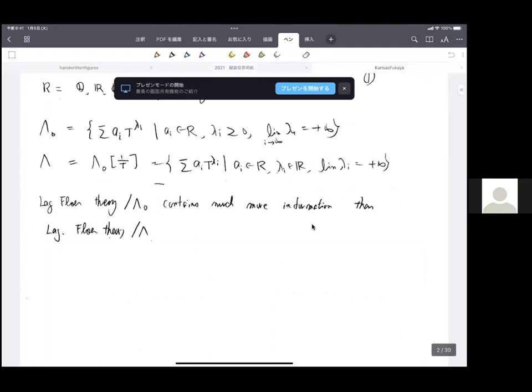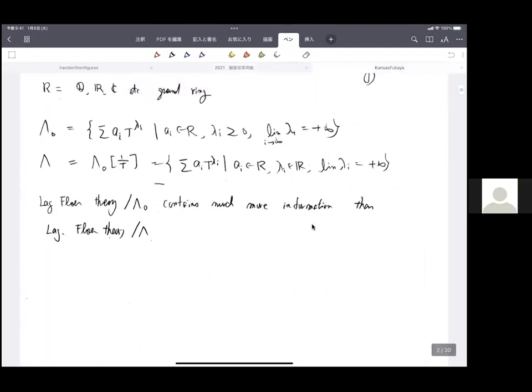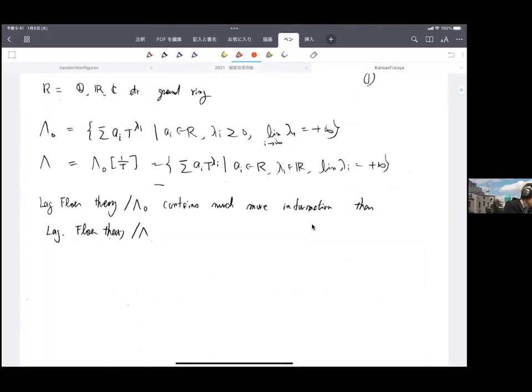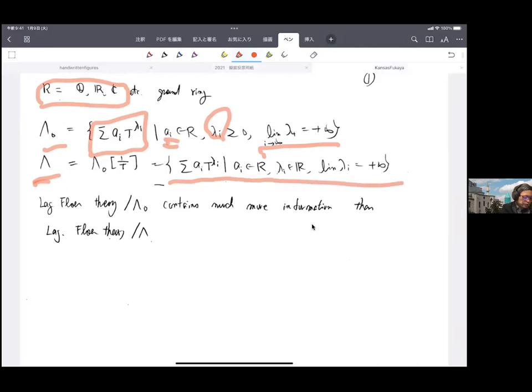So we work over this ground ring, that is either Q, real numbers, complex numbers, or maybe integers sometimes. And we consider this Lambda 0, that is this kind of formal series. The coefficient is in this ground ring, and the exponent is a non-negative real number which converges to plus infinity. And if you invert this formal parameter t, then you get the Novikov field. Here the exponent is allowed to be a negative number. So this is a field and this is a ring.